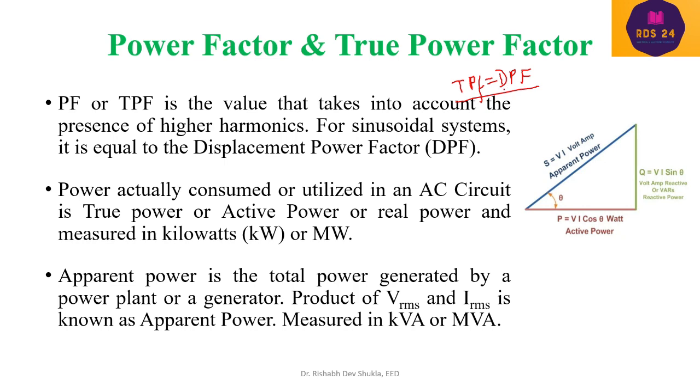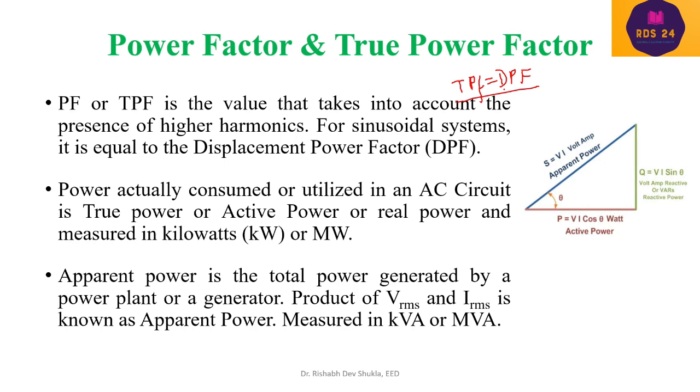They are not the same. Power actually consumed or utilized in an AC circuit is the true power or active power or real power. So active power is also known as true power, also known as real power, and it is measured in kilowatts. Active power is the power which is actually consumed or utilized in our load circuit or AC circuit. The unit is kilowatt or megawatt.